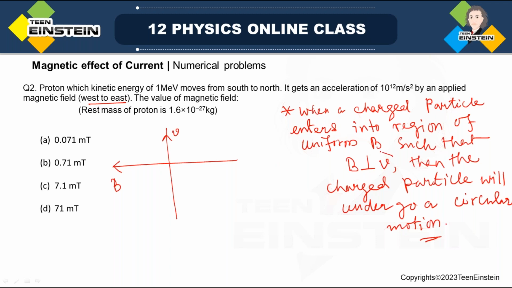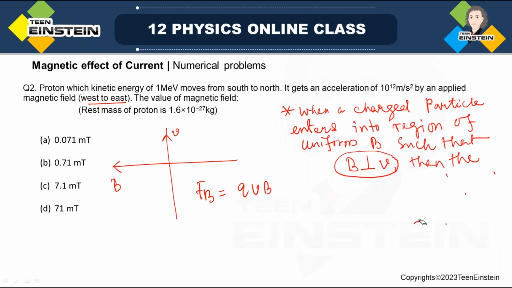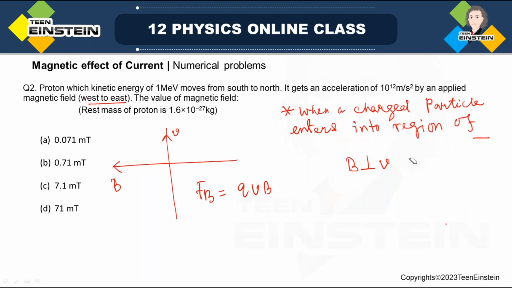So this thing is very clear, that the magnetic force on the charged particle will be maximum, and that magnetic force is Q V B sine 90 degree. So sine 90 degree is equal to 1. So we get the force on the proton as F_B is QVB. Now the acceleration is given, right? Since this concept is not coming in use in this problem, I'll just erase this point. Only thing is that B is perpendicular to V here, that we have understood.